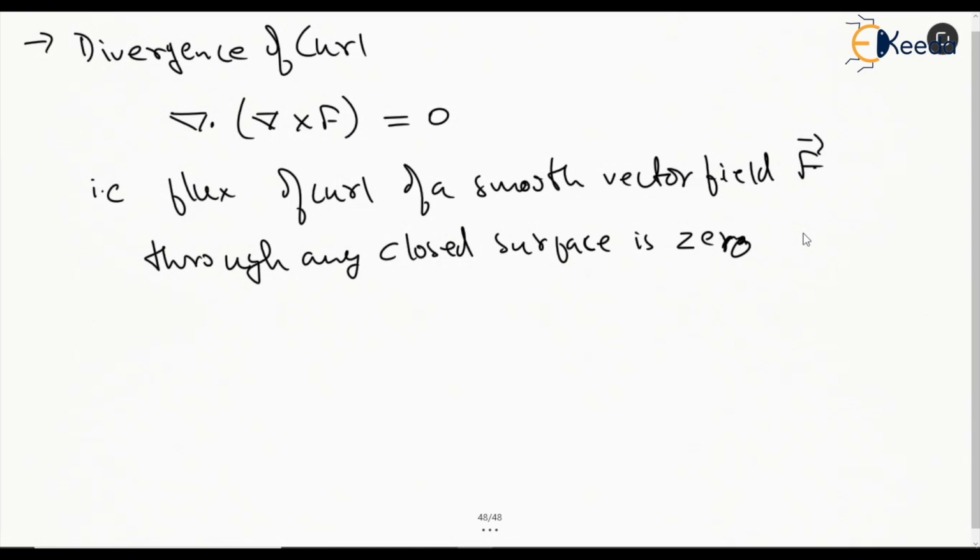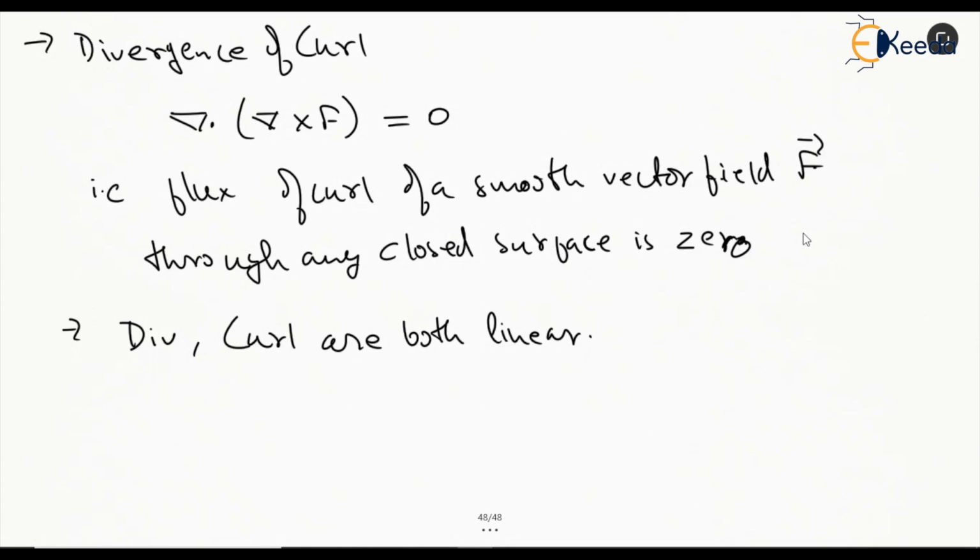We also have to make a note that divergence and curl are both linear. So we can apply linearity for divergence and curl. Like if you are trying to find divergence of two different fields and you are adding them, you can add the fields and then find the divergence, right? And other properties also.